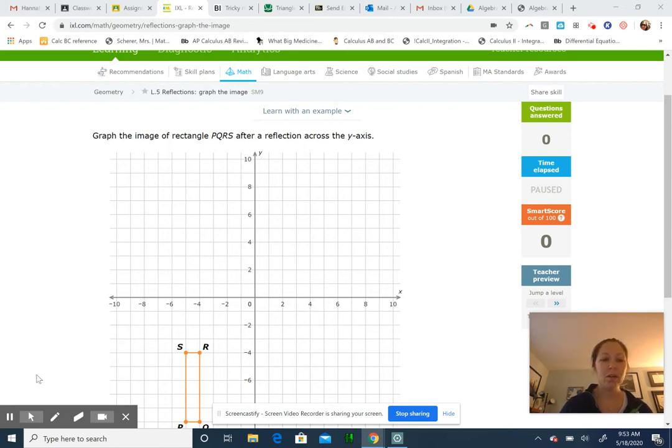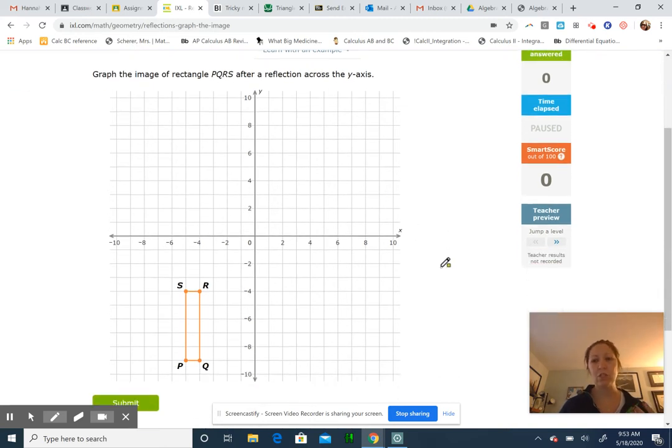And so we're going to start with using some IXL here. I wanted to go through them with you just to give you some idea of what you're going to be looking for. It says to graph the image of rectangle PQRS, so that's this guy here, after a reflection over the y-axis. So we remember that this is our y-axis, and it wants us to reflect this over that y-axis.